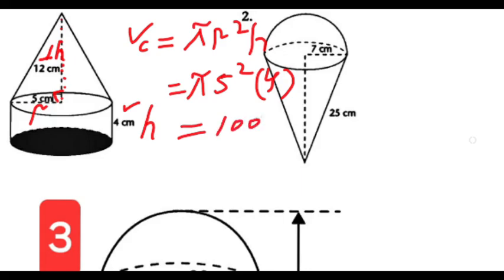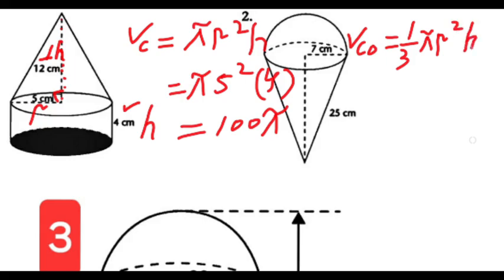That gives me 100 pi. Now I'm going to find the volume of the cone. The formula says 1/3 pi r squared h. Remember, we're going to use the perpendicular height for volume.